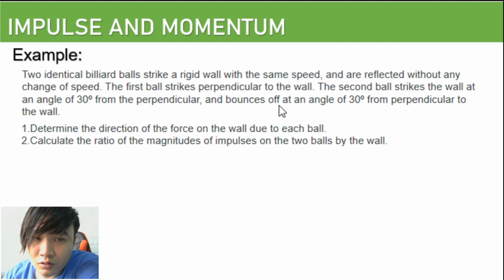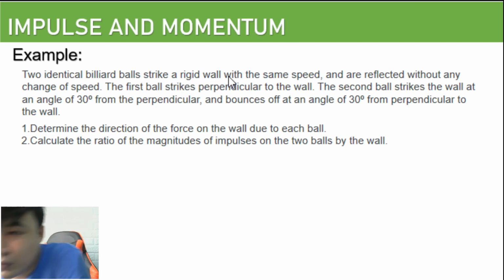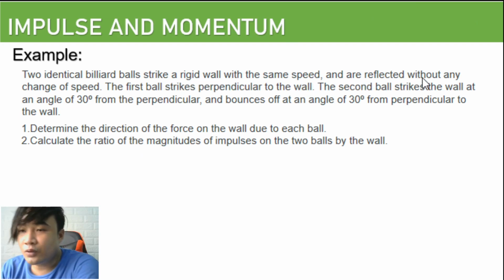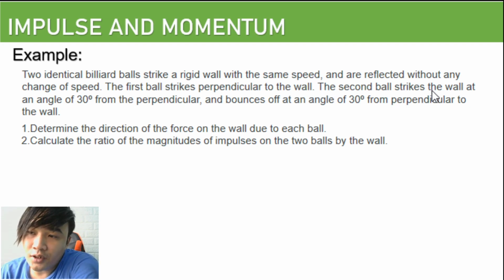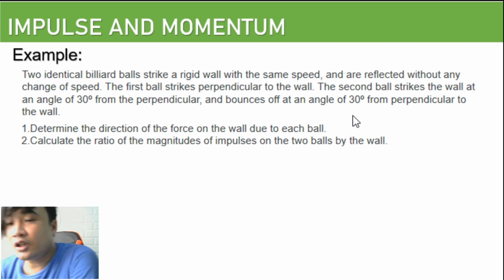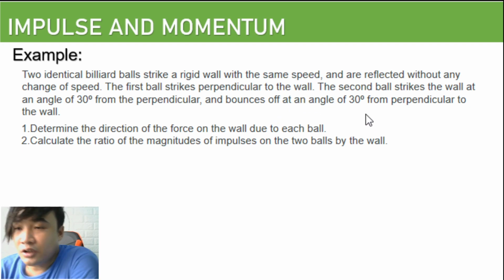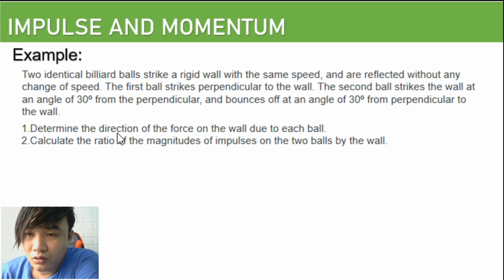For example, meron tayo dito two identical billiard balls striking a rigid wall with the same speed and are reflected without any change of speed. The first ball strikes perpendicular to the wall, then the second ball strikes the wall at an angle 30 degrees from the perpendicular and bounces off at an angle 30 degrees from perpendicular to the wall. Number 1, determine the direction of the force on the wall due to each ball. And number 2, calculate the ratio of the magnitudes of impulses on the two balls by the wall.